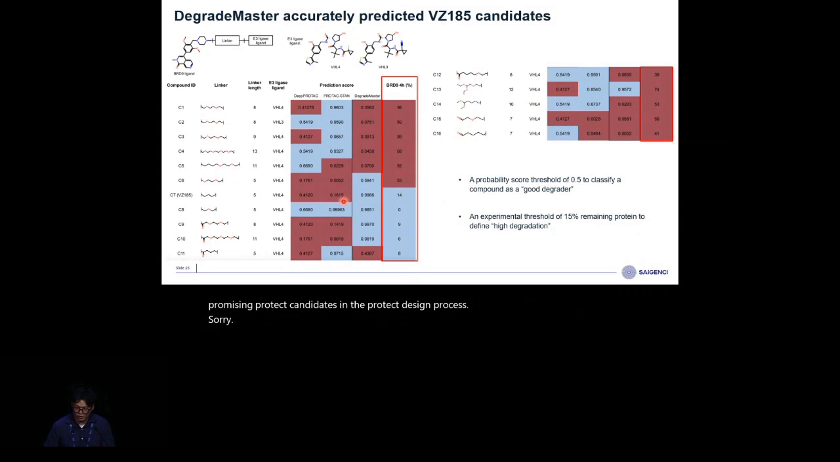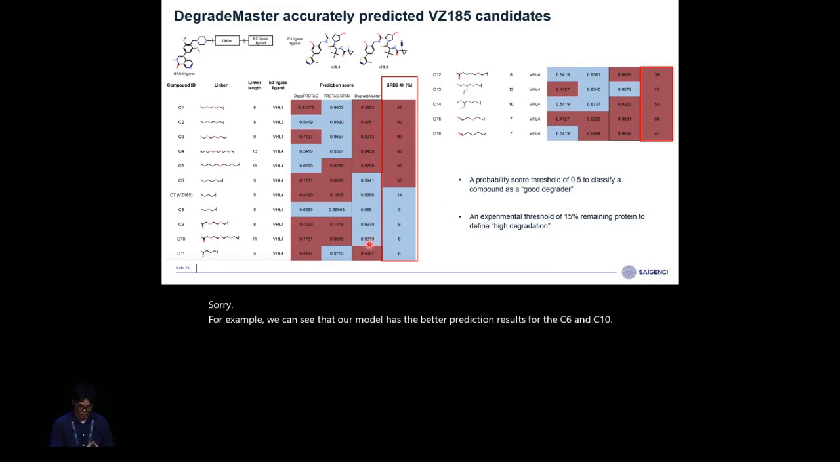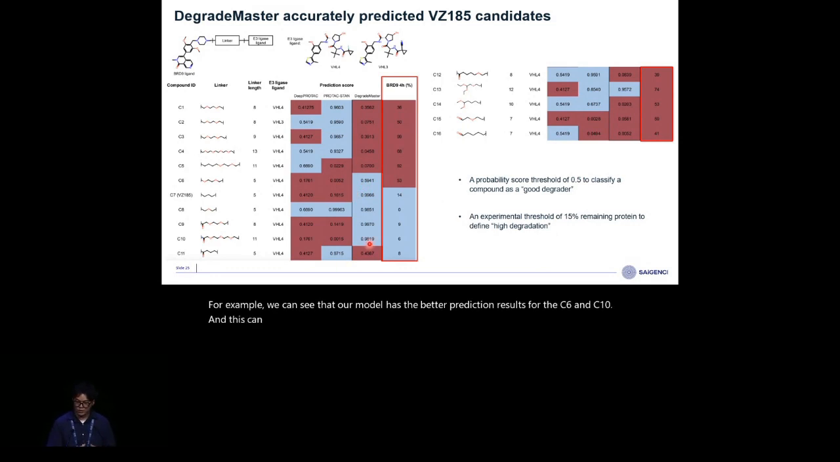For example, we can see that our model has better prediction results for C6 and C10. And this can accelerate the PROTAC design process and save a lot of time and costs.